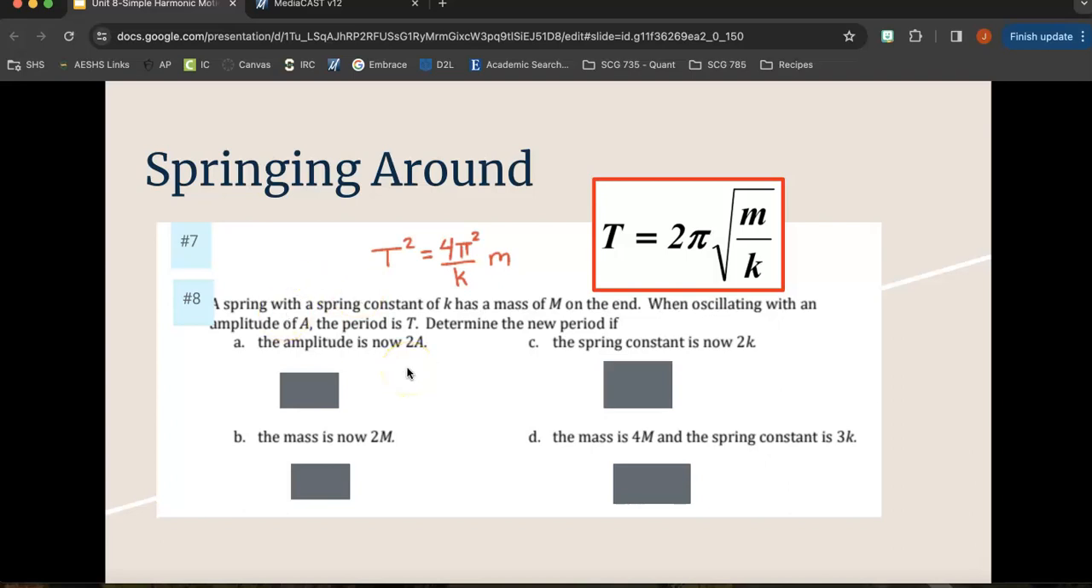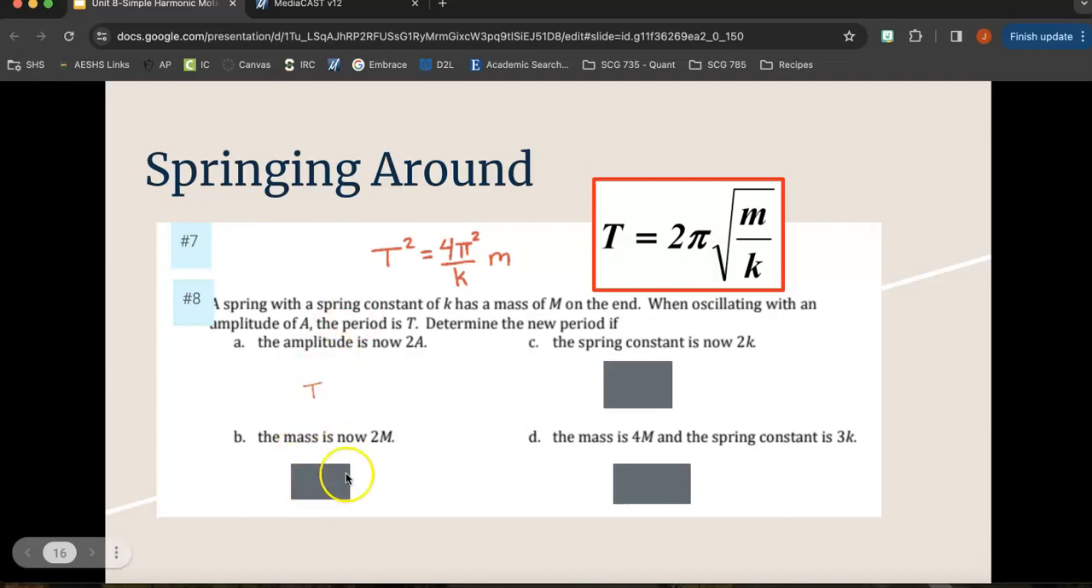So we want to determine the new period, so the factor of change of the period, if the amplitude is doubled. So I know amplitude doesn't affect the period of a spring. So it stays the same. The factor of change is 1. The period remains to be T.